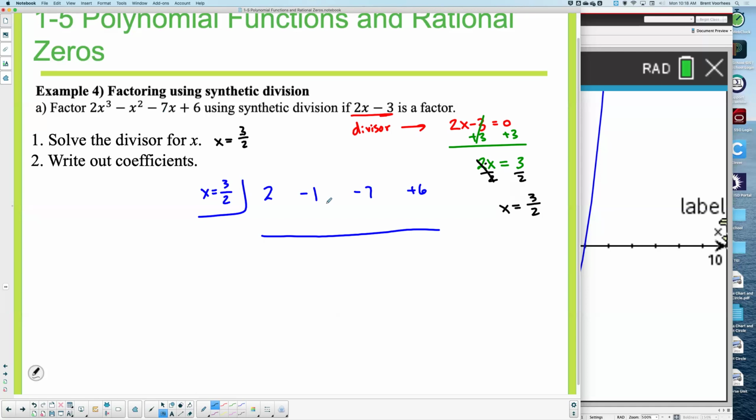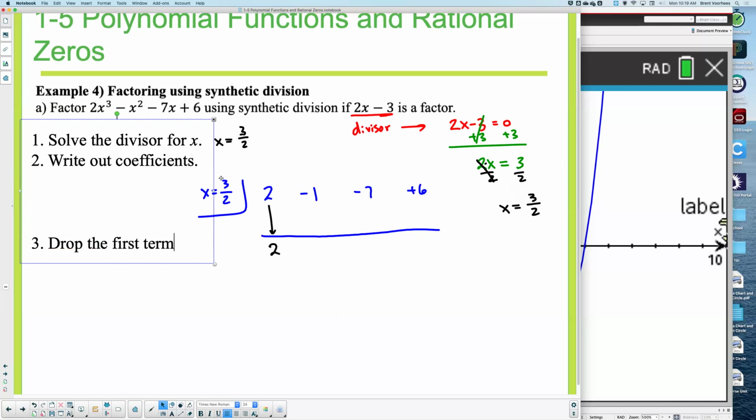Step 3, we're going to drop the first term and follow what I call mama. We drop the first term and we follow mama. So let me write that in, right down here. Drop the first term and follow mama. Now you might be thinking, what is mama? Well, if you had Miss Lester, you know. Does anybody have Miss Lester? You remember what that stood for? Nobody? It means multiply, add, multiply, add. We just do that all the way down.